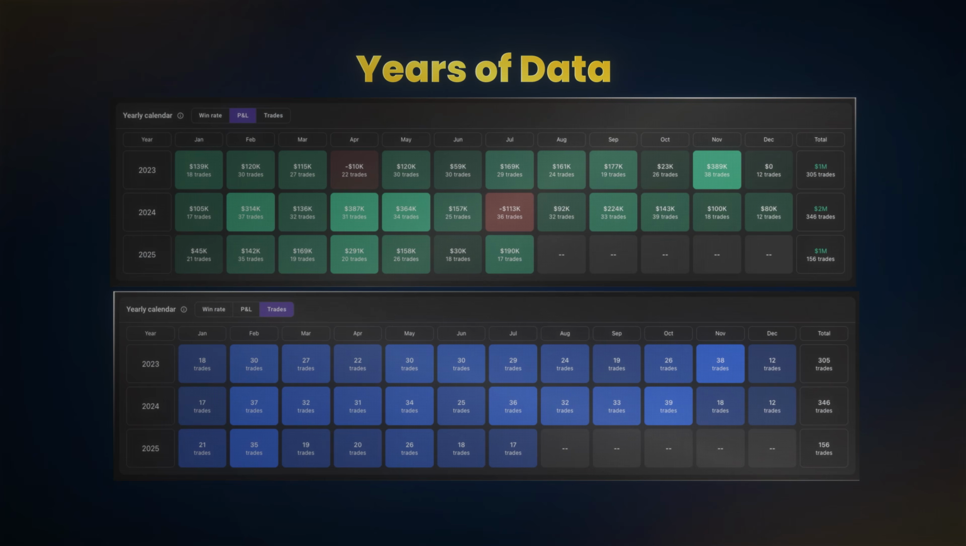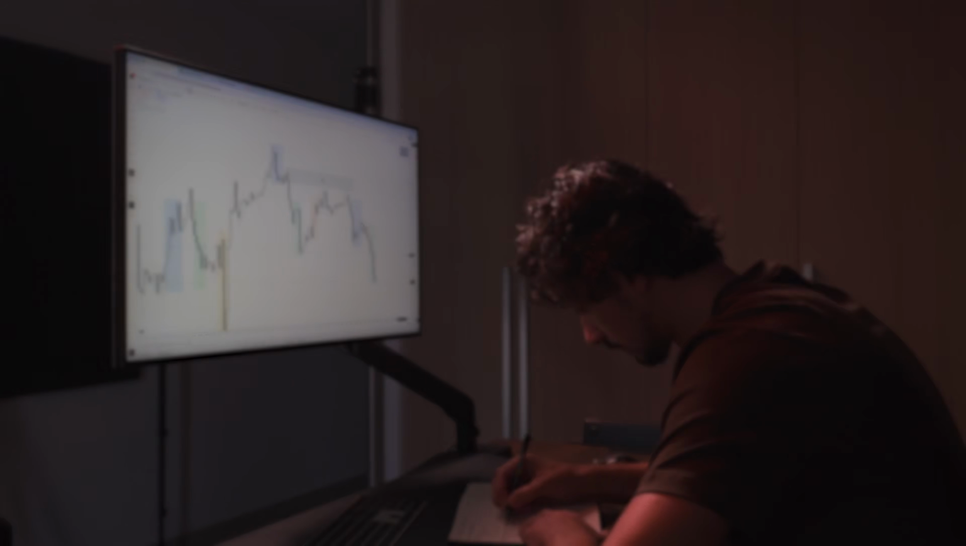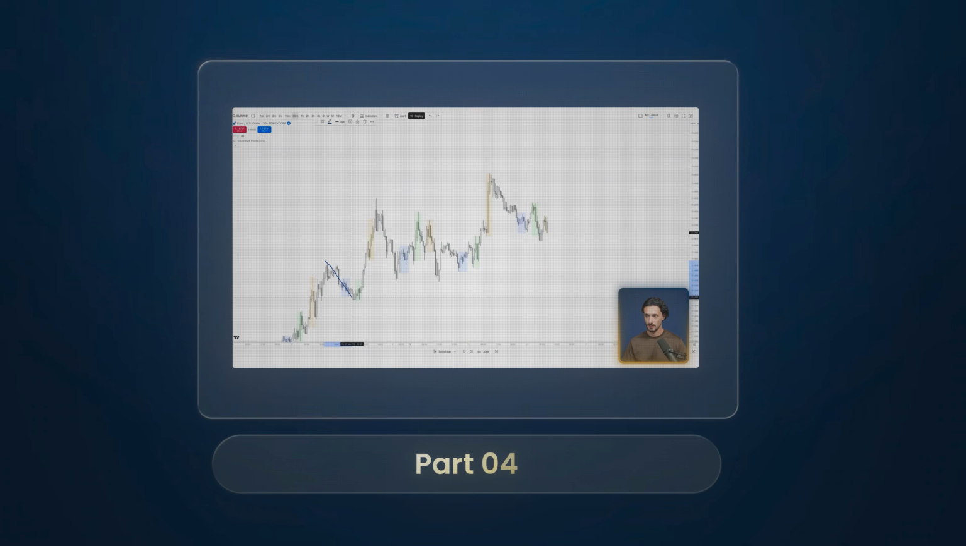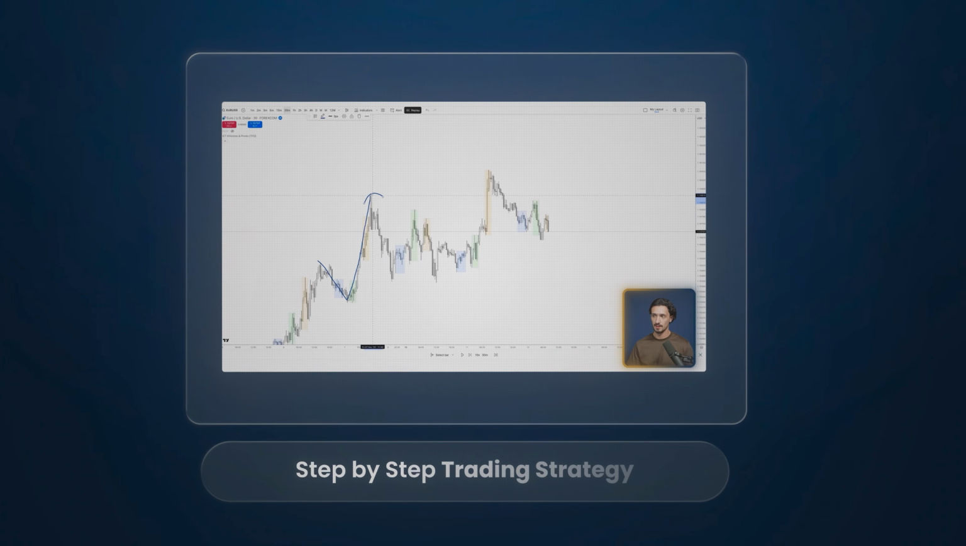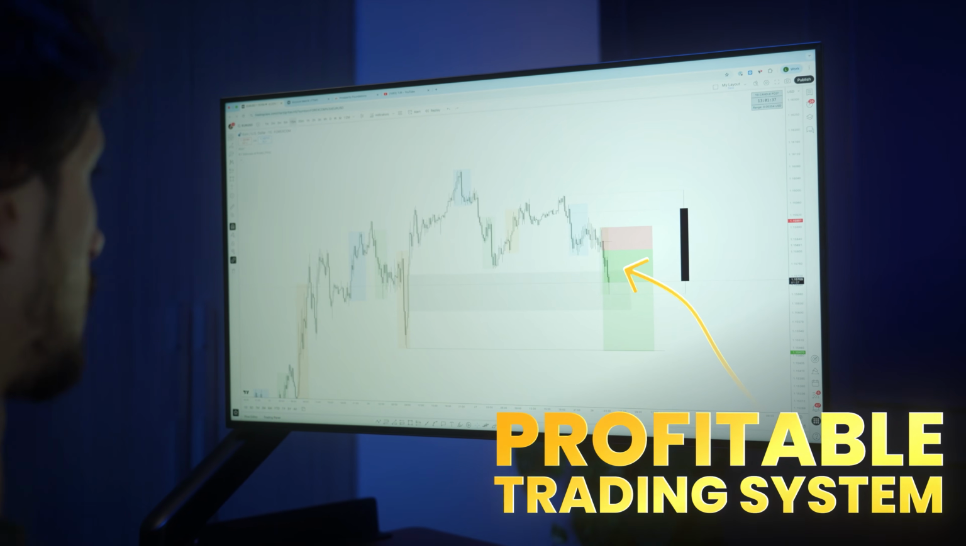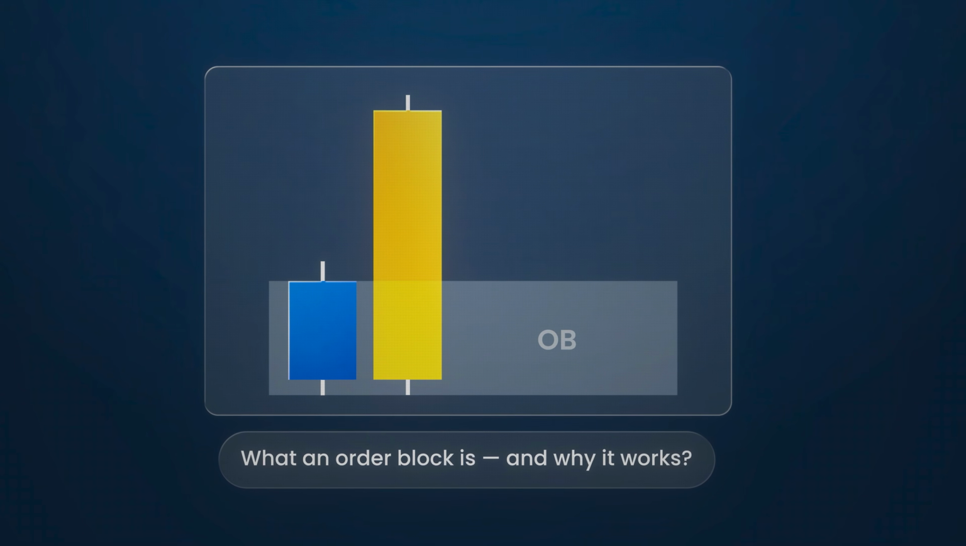the right order blocks. And take this from someone who has years and years of data. This is something that I have tested in depth over hundreds and hundreds of trades. And then finally, in part 4, I'll put everything together into a step-by-step trading strategy so that you can take order blocks and put them into a profitable trading system. Let's dive straight in. So what actually is an order block?